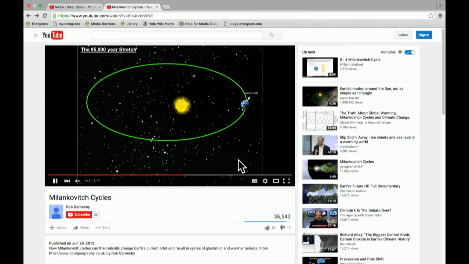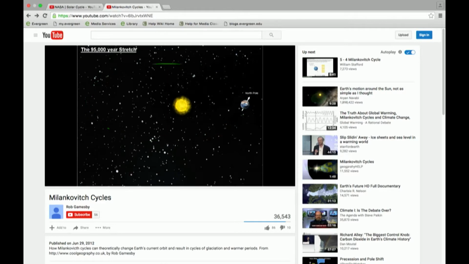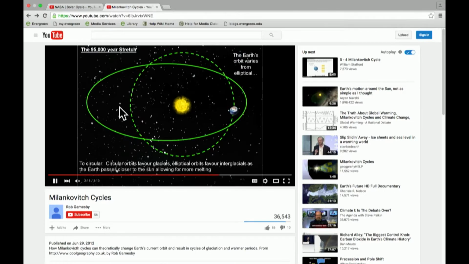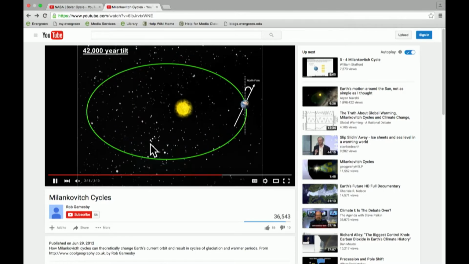I'm not going to play with it. I'm going to let it do its thing. Maybe I will play with it. There we go. Right now, it is pretty nearly circular. So that very elliptical orbit you saw will be in the future and has been in the past. Right now, the Earth's orbit is really close to circular. It's just a tiny bit further away in January.